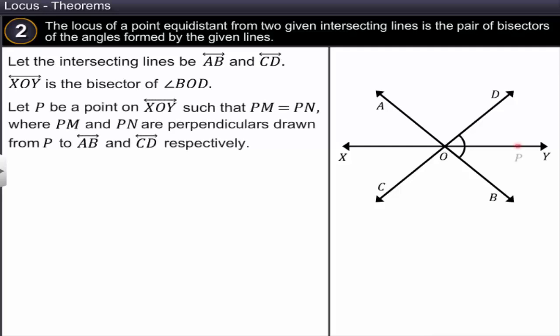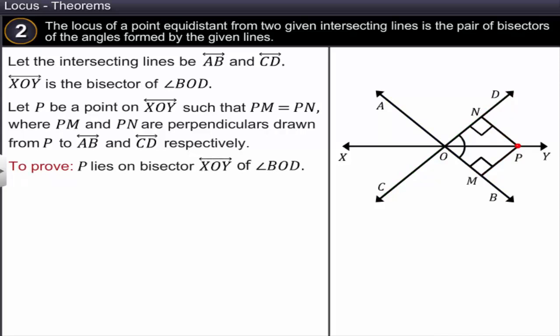Let P be a point on XOY such that PM is equal to PN, where PM and PN are the perpendiculars drawn from point P to lines AB and CD respectively. We have to prove that P lies on the bisector of angle BOD, meaning P lies on line XOY.